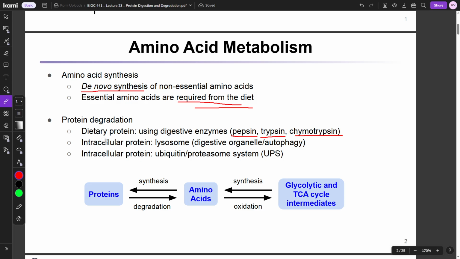There's also intracellular proteins. These dietary proteins are like from our food, right? But with intracellular proteins, there's lysosomes, right? So within a single cell, the lysosome is able to digest things. For intracellular proteins, there's also ubiquitin and proteasome complexes that you can use. So there's many ways of extracting proteins. When it comes to the diet, you use these enzymes, but when it comes to intracellular, you use lysosomes and ubiquitin.